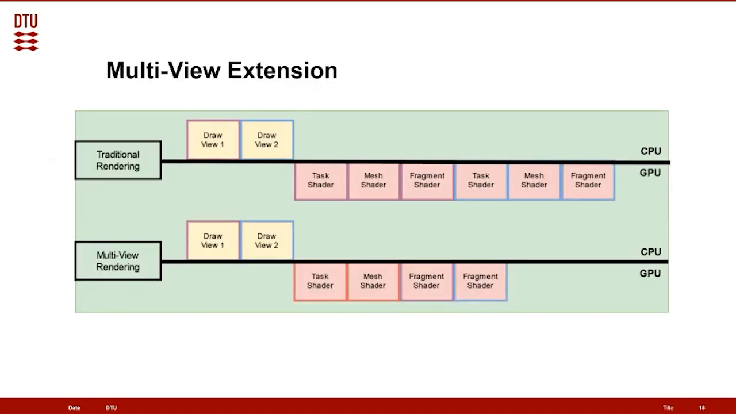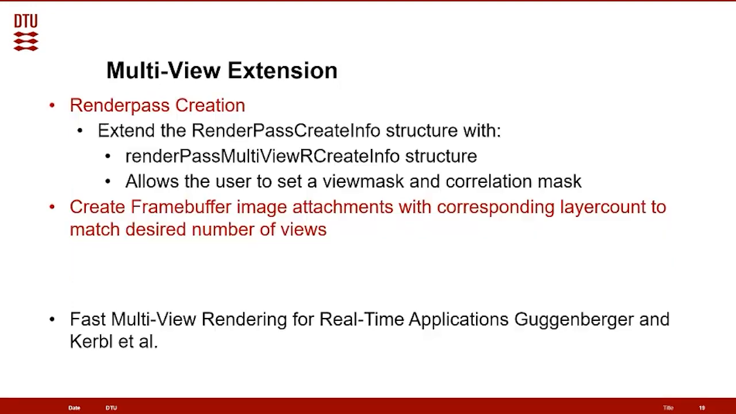So with the multi-view extension, instead of having the view for the left eye and the right eye be processed one at a time, we can use this extension to just have one task shader and mesh shader invocation, and then 2 fragment passes, one for each eye. And this works really well when you have 2 views that are looking at roughly the same geometry, because then you can sort of reuse the geometry and don't have to load it in over 2 passes.